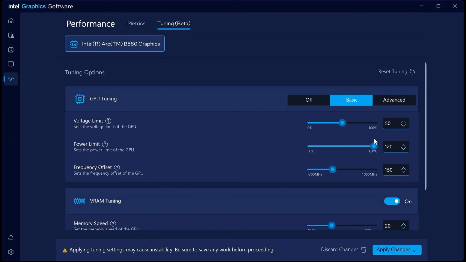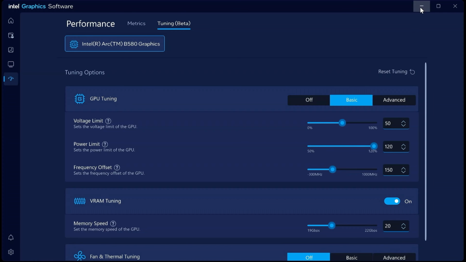What I did was increase the voltage limit by 50%, increase the power limit by 20%, increase the clock speed by 150 MHz, and increase the memory speed by 1 gigabit per second. After confirming the changes, I reran the prompt.